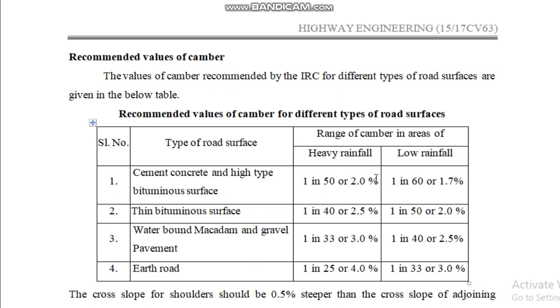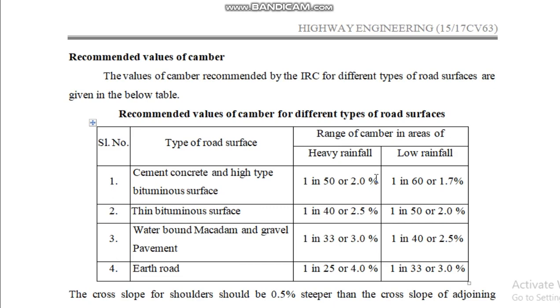Once again, the percentage of camber is more than thin bituminous surface. In the same way, for earthen road, 100%, it has maximum pores in it, and it needs a heavy slope to divert the rainwater without percolation. That is 4%. And in the same way, in low rainfall condition also, the percentages are increasing from 1.7 to 3%. All these are the different recommendation values by Indian Road Congress.